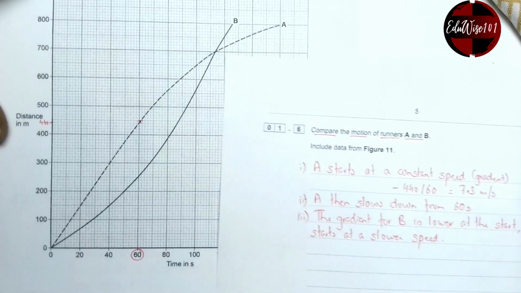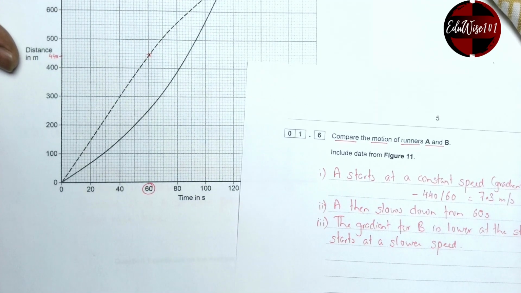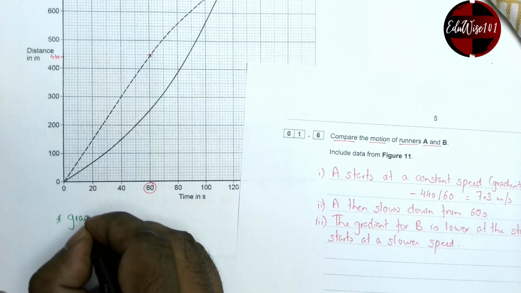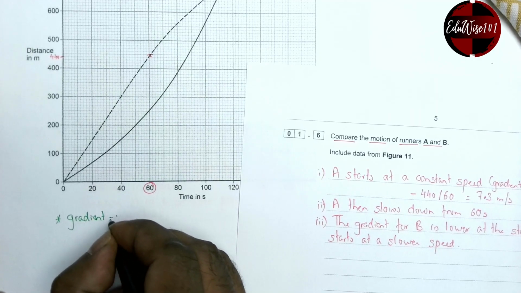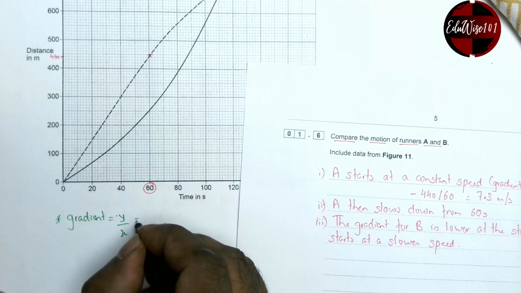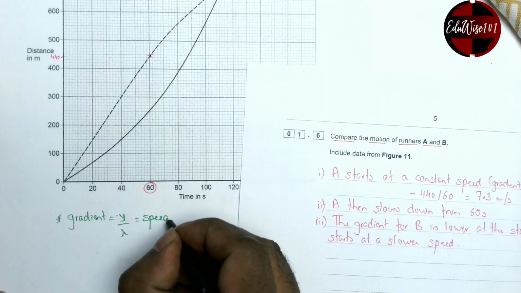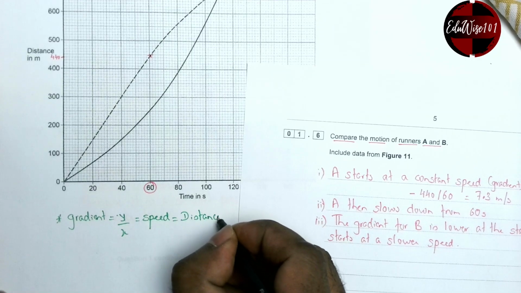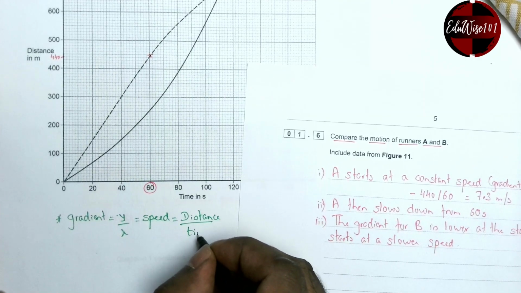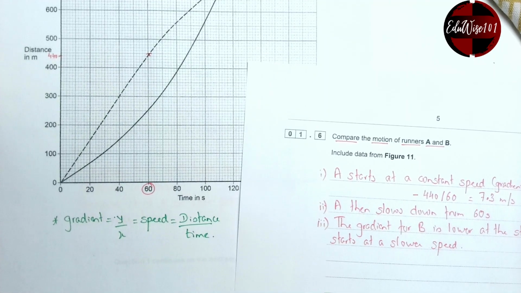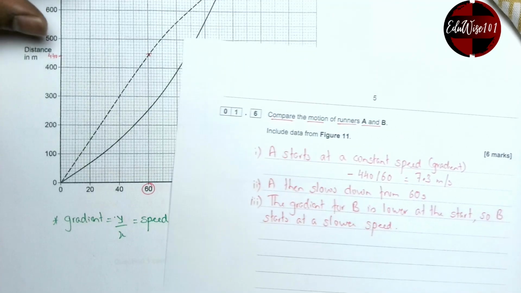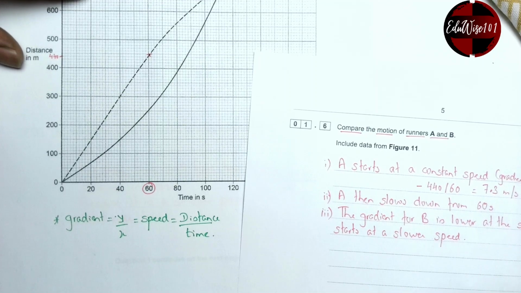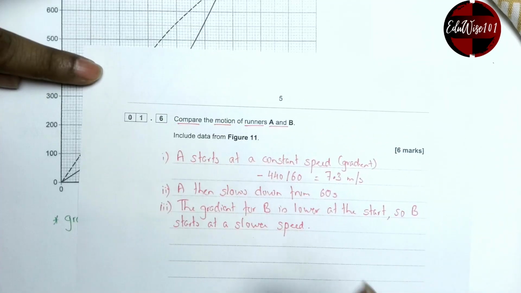Remember the gradient, and this is a worthwhile note to make. Gradient, which is the y over x, equals the speed, because y value is the distance and the x value is the time. So let's have a look at the next point. For 6 marks, we should be writing more. So point number 4.